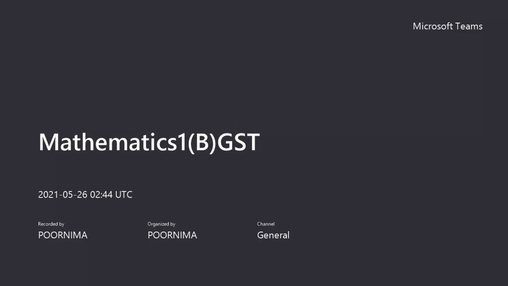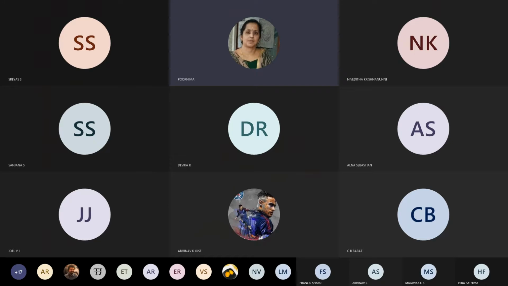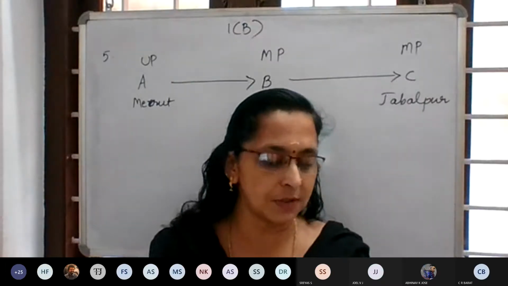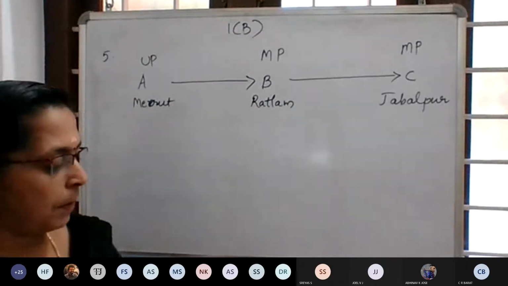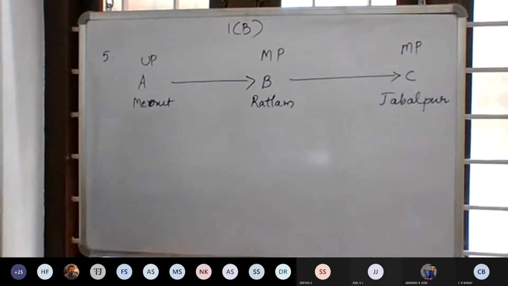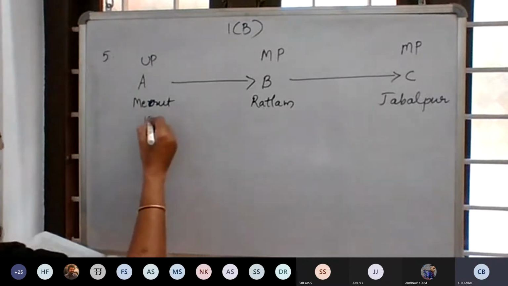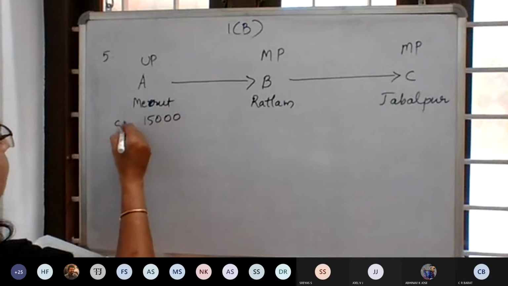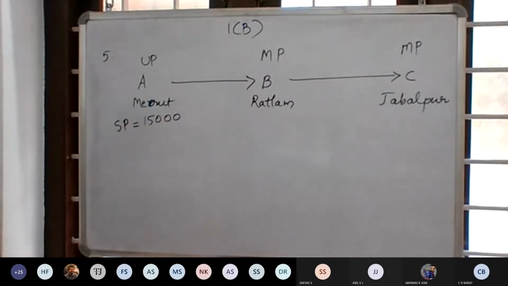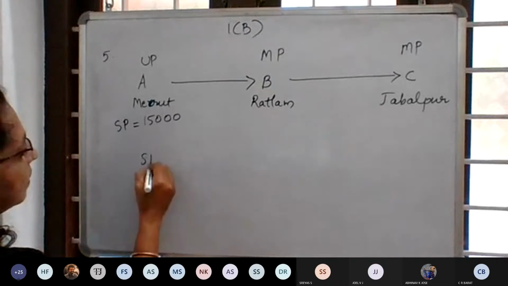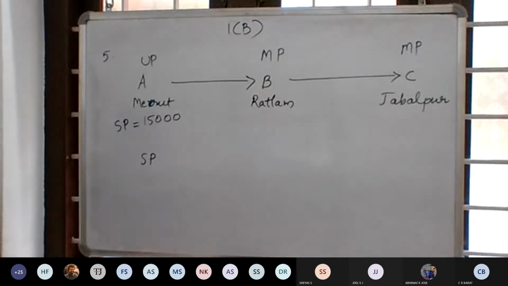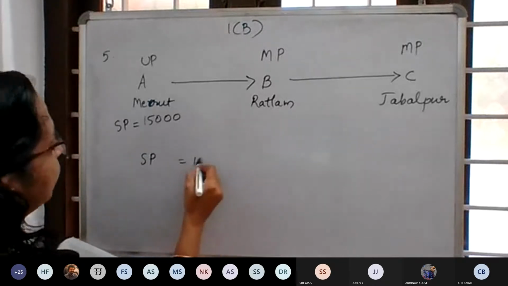Question number 5. A is a dealer in Meerut, UP. He supplies goods or services worth 15,000 to a dealer B in Ratlam, MP. So, what is the selling price? 15,000 is the selling price. Selling price is equal to 15,000.